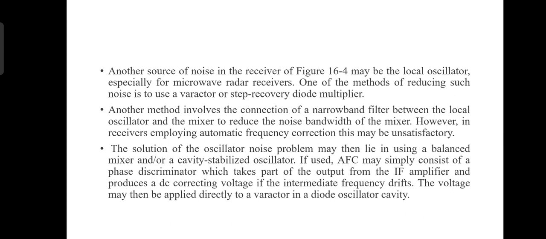The solution of the oscillator noise problem may then lie in using a balanced mixer or a cavity stabilized oscillator. If used, AFC may simply consist of a phase discriminator which takes part of the output from the IF amplifier and produces a DC correcting voltage. If the intermediate frequency drifts, the voltage may then be applied directly to a varactor in a diode oscillator cavity.